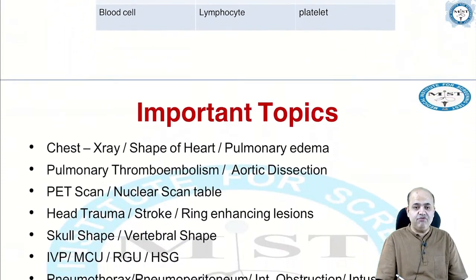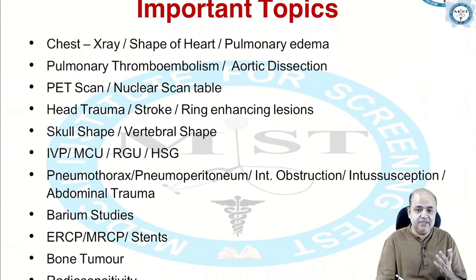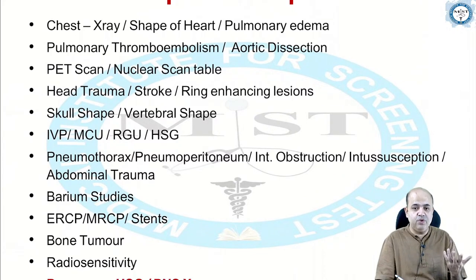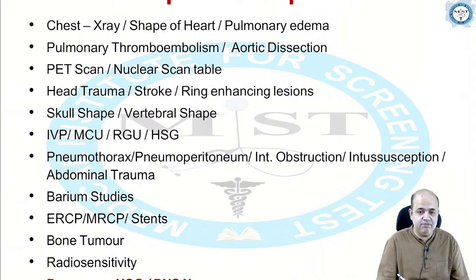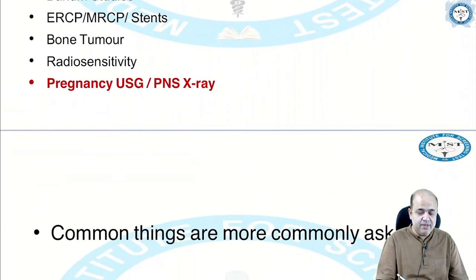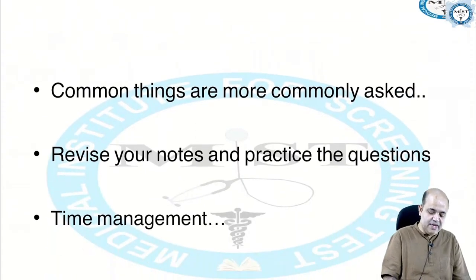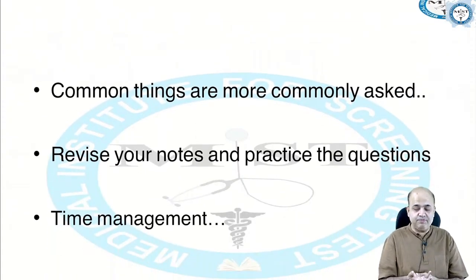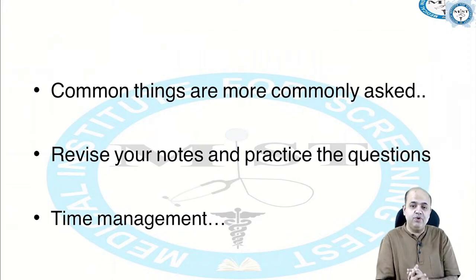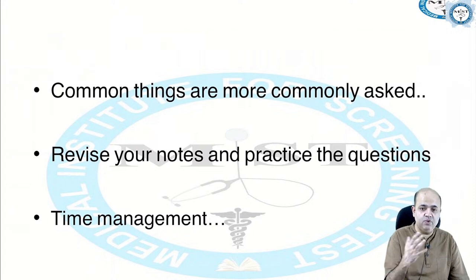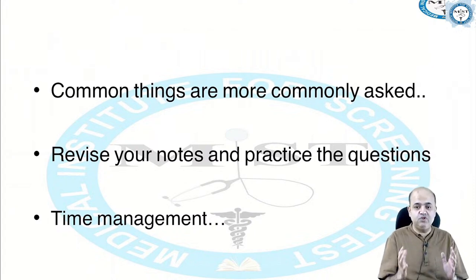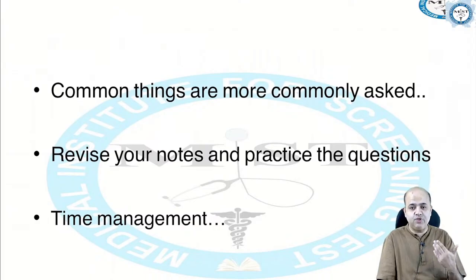Okay, so these are a few of the important topics that you must revise before your exam. Also remember the nuclear scan tables, they are very important. The half-life tables are all important and you need to revise them before the exam. Remember that common things are more commonly asked in the exam. Revise your notes and practice the questions. Time management is also important because now you are going to give 6 sets of paper. It is not just 2 sets of paper, you are going to appear for 6 sets of paper. So appear for the grand test, and read the content which you can revise.